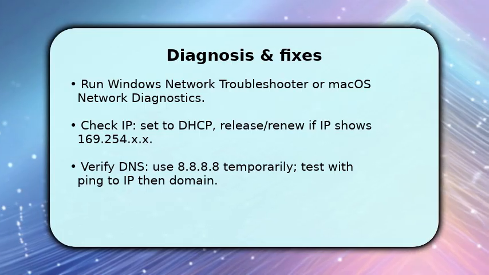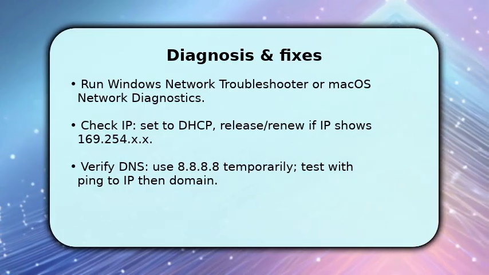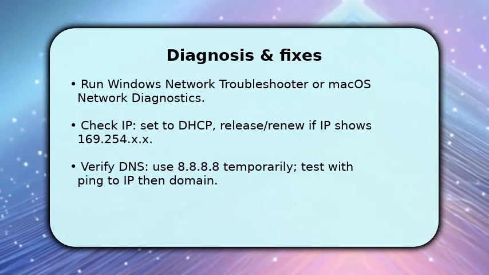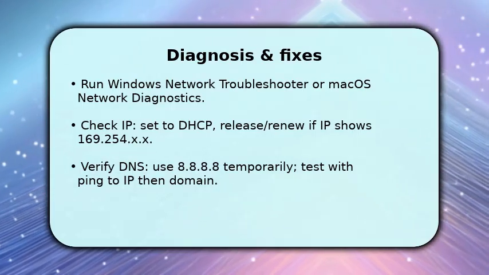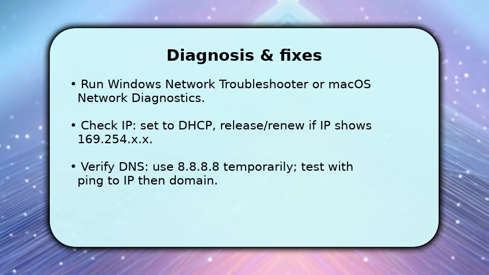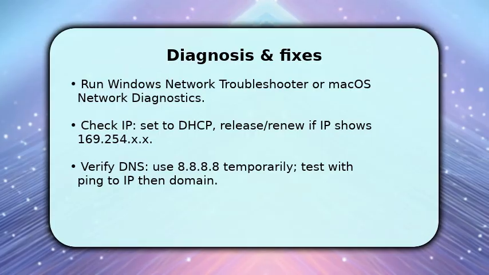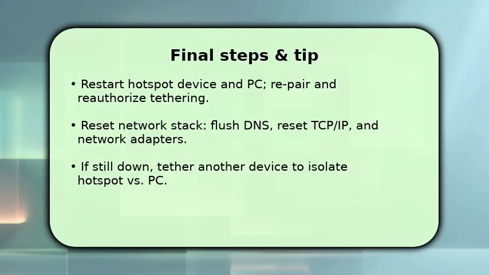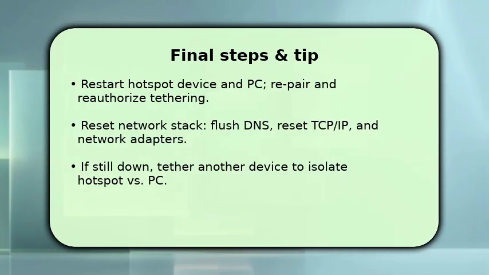After that, test DNS by pinging a public IP like 8.8.8.8. If that works, change DNS to 8.8.8.8 to isolate name resolution issues. Finish by restarting both the hotspot device and the PC, then repair and reauthorize tethering to remove stale sessions. If problems persist, run network stack resets, flush DNS, reset TCP/IP settings, and reinstall or reset the network adapter. These actions clear corrupted configurations.